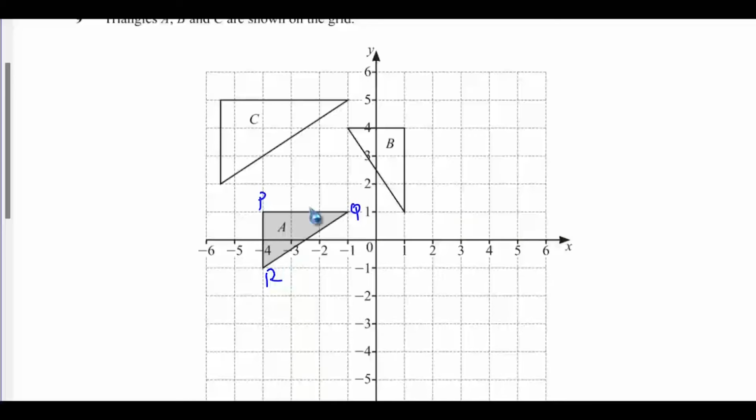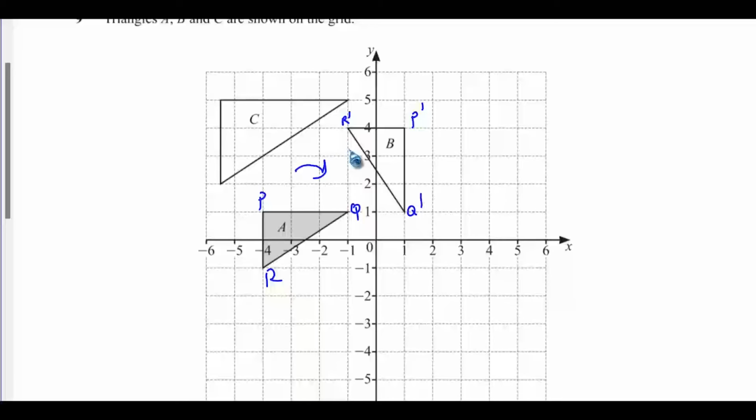Of course, if you rotate this clockwise, you see that this should be R. The image of R should be here. That is R prime. And then P prime should be here, and Q prime should be here. So that means we have rotation as the transformation. Then we need to get the center. The direction is also clockwise, and you need to get the angle.